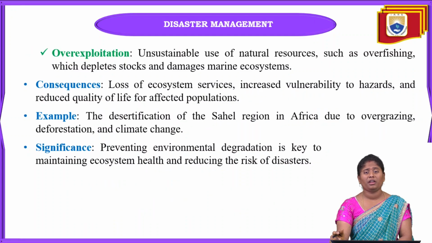environmental degradation. And next, the main example of this is desertification. Means without the trees, how we are going to lose the soil, erosion like this. This desertification in the area of Africa, that is the Sahel region, due to overgrazing, deforestation and climatic conditions, this environmental degradation is occurring day by day. And the main significance is that by preventing this environmental degradation, we can maintain ecosystem health, and that can easily reduce the risk of disasters.